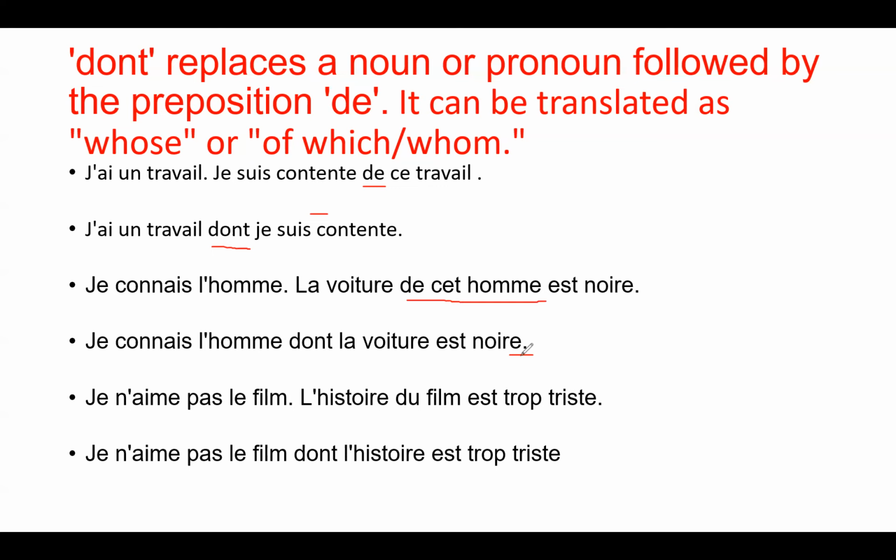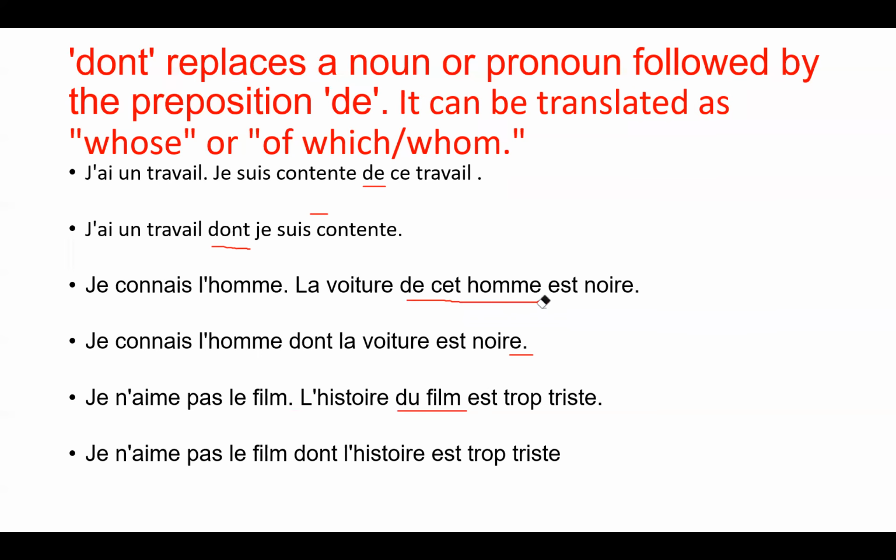Okay. Now here, je n'aime pas le film. L'histoire du film est trop triste. So I don't like the film. The story of the film is too sad. Now here, the film is followed by the preposition de, so du film will be replaced with dont. So je n'aime pas le film dont l'histoire est trop triste. I don't like the film whose story is too sad.